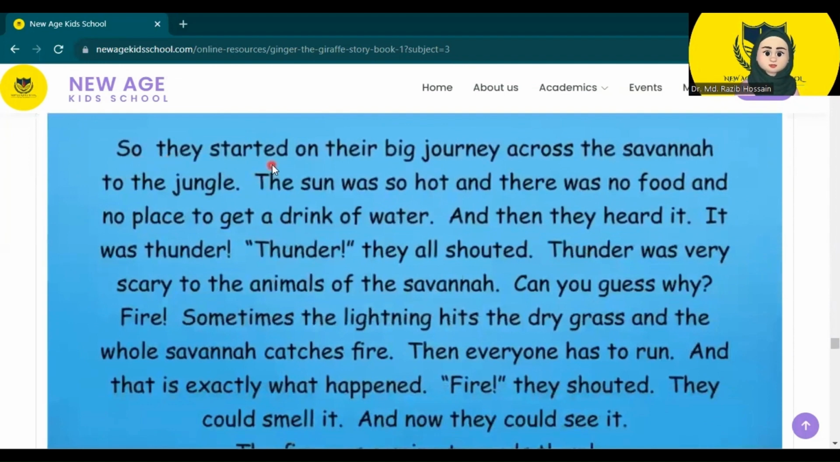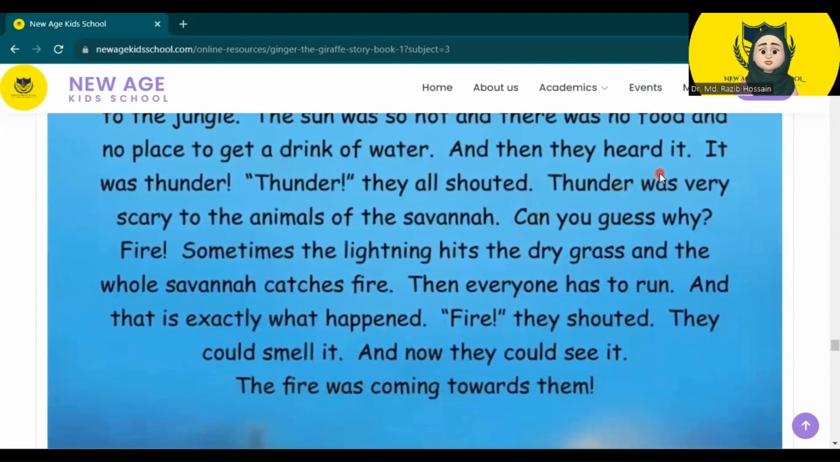So, they started on their big journey across the savannah to the jungle. The sun was so hot and there was no food and no place to get a drink of water. And then they heard it. It was thunder. "Thunder!" they all shouted. Thunder was very scary to the animals of the savannah. Can you guess why?